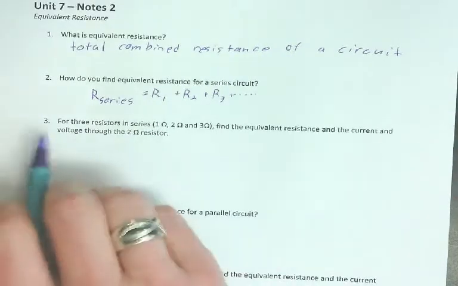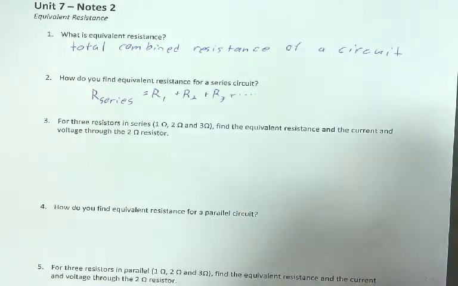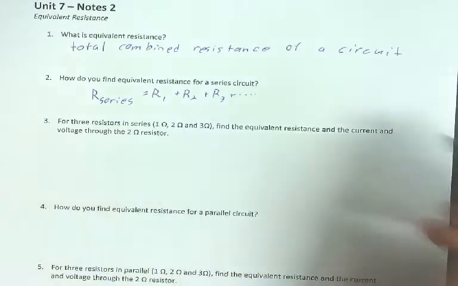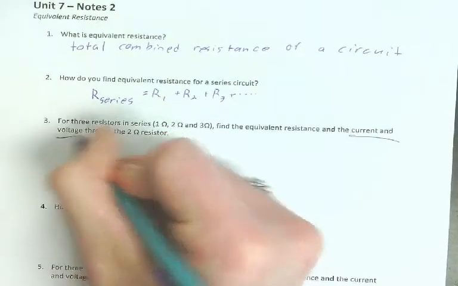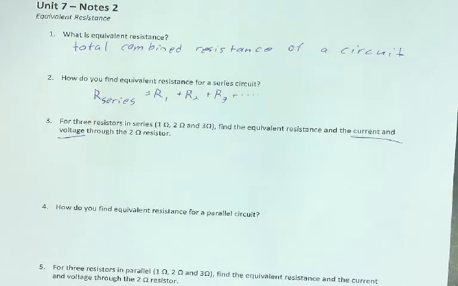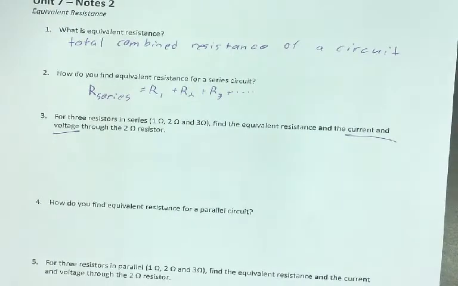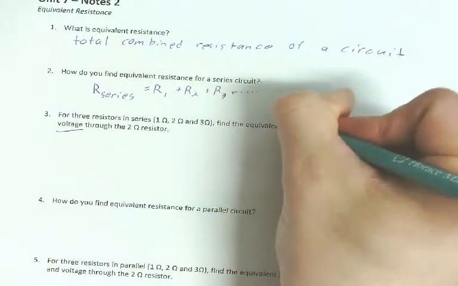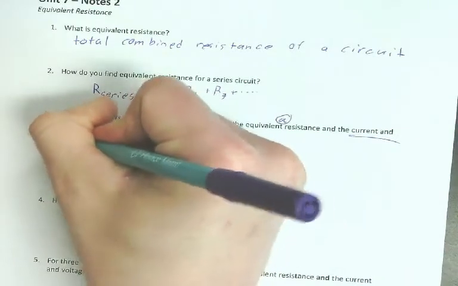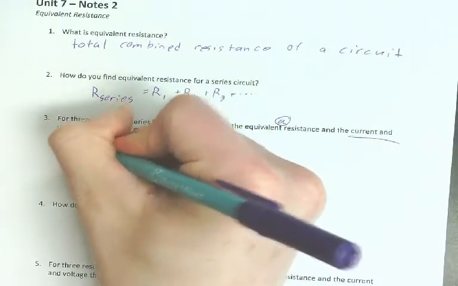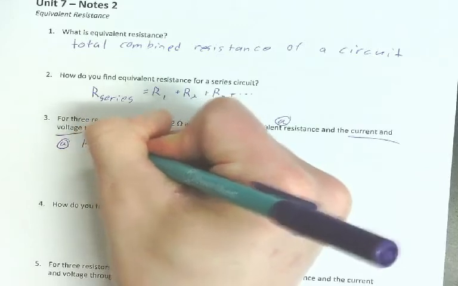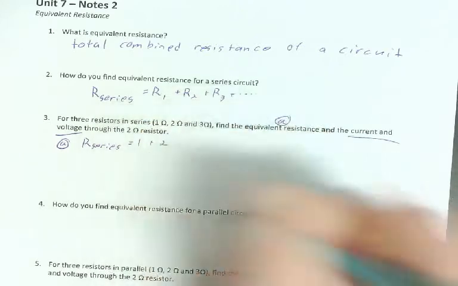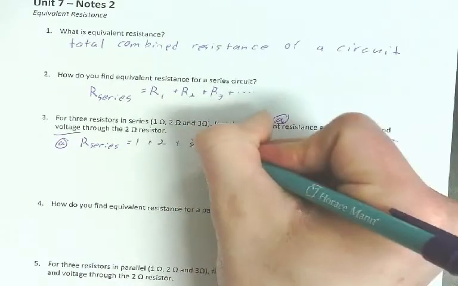Okay? So let's do an example. I know you're going to need it. For 3 resistors in series, 1, 2, and 3 amps, find the equivalent resistance and the current and voltage. Now this is where it's going to get a little bit tricky. It's actually pretty easy, but you haven't thought about doing it this way before. So let's find the equivalent resistance first. We're going to call that A. The equivalent resistance for a series circuit is all of them added together. So 1 plus 2 plus 3 equals 6.